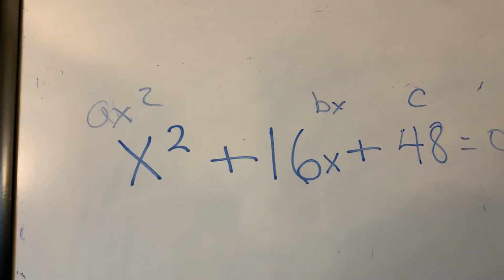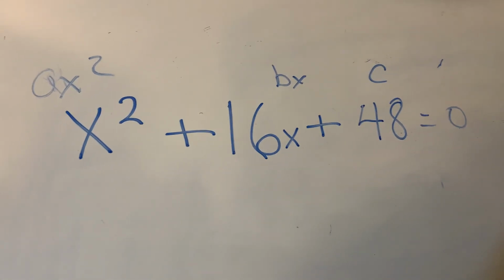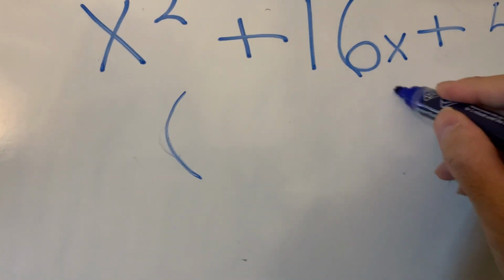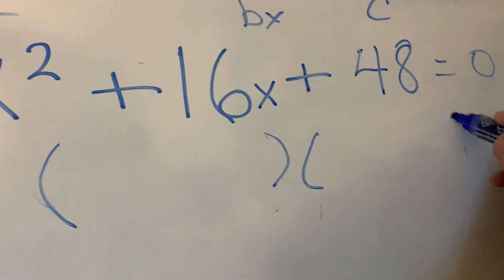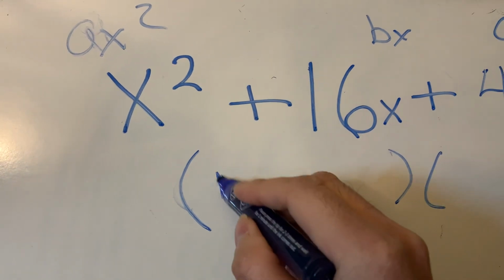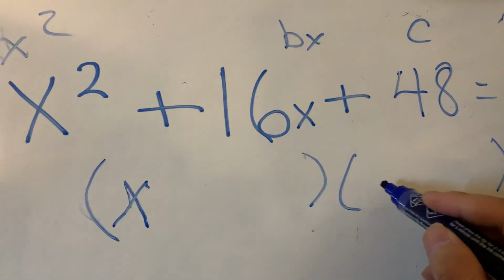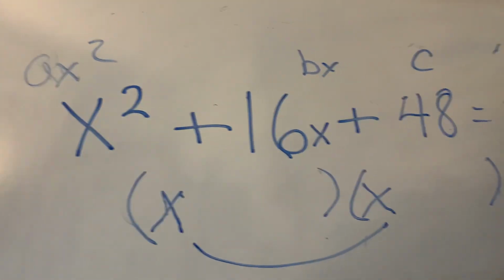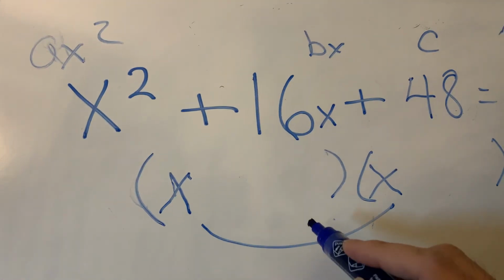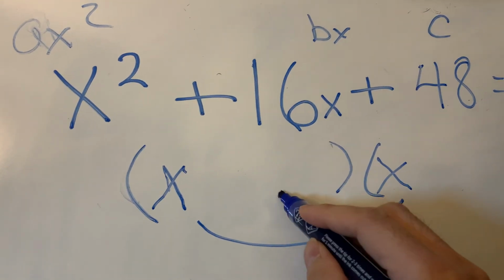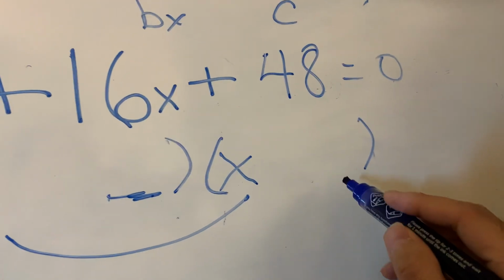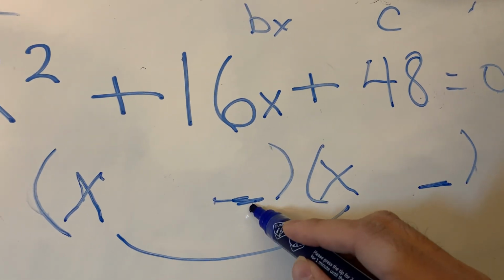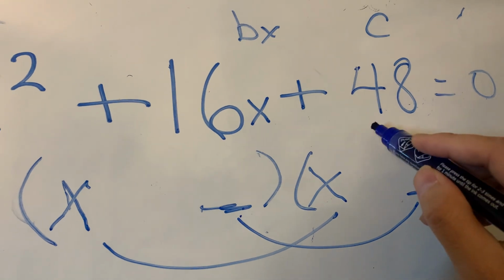So now, let's solve for this. Key thing is just practice. I'm just gonna put my two brackets here like this. And so I see the x squared, so I know this is x and this is x, because when I multiply these two together, I get x squared, okay? So now I have to figure out what is the value here and what is the value here. So this times this has to equal 48.